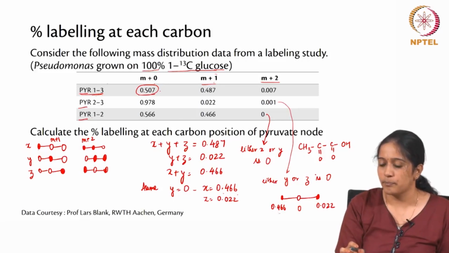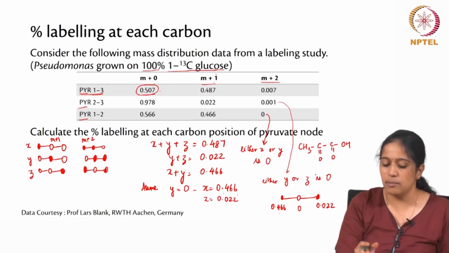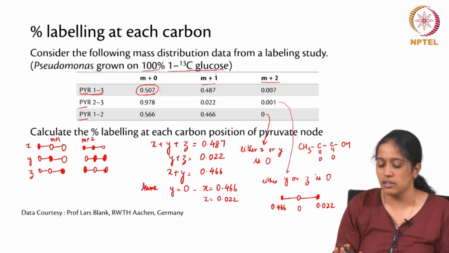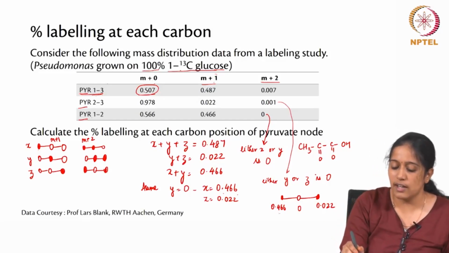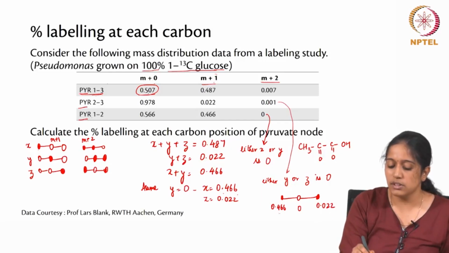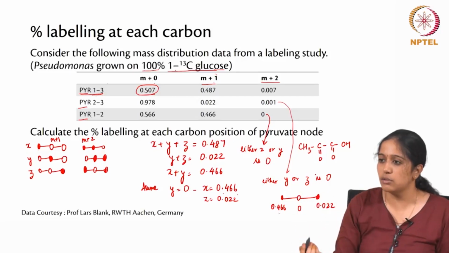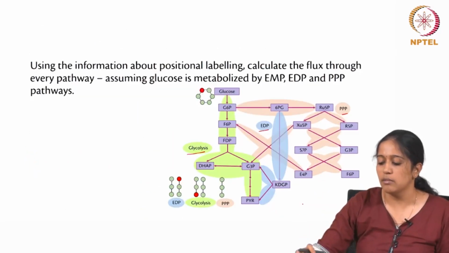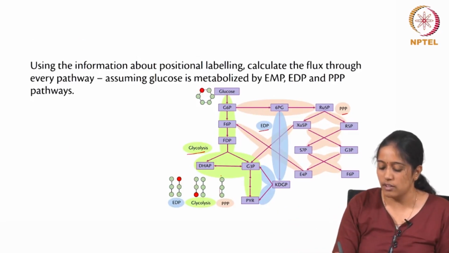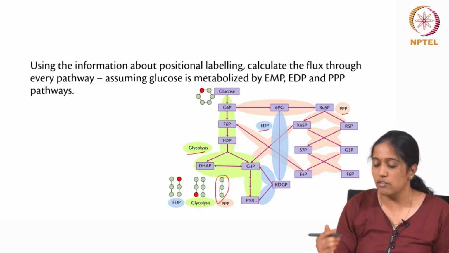Isn't m plus 0 not labeled at all? Not labeled at all, which means 50% is not labeled. Okay, 50% is labeled and 50% is not labeled. So, I do not use a uniformly labeled substrate, but rather a positional tracer, which means there can be fluxes through other pathways. I cannot say that PPP was not active simply because I did not observe this kind of pyruvate. There could have been PPP that was active. So, it is just a matter of how we calculate it.